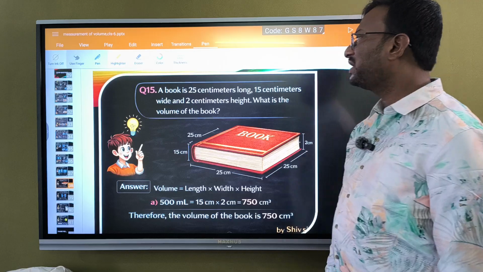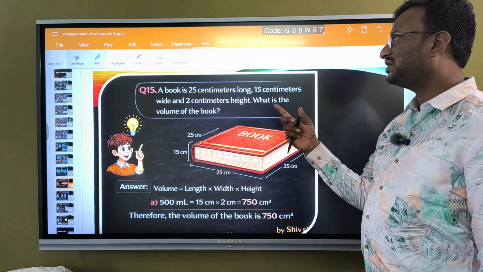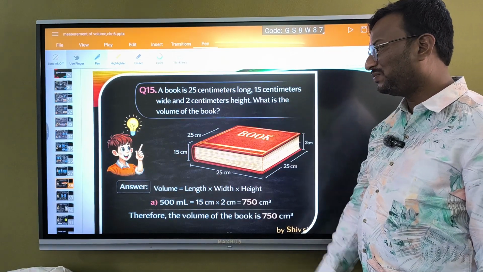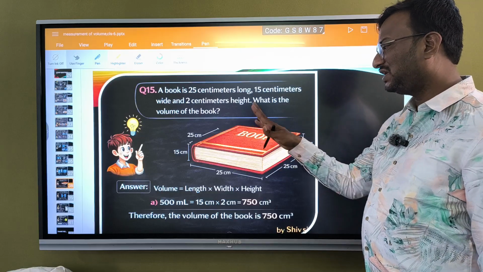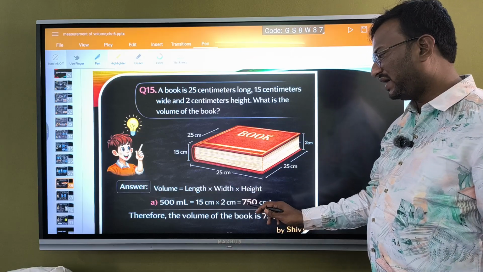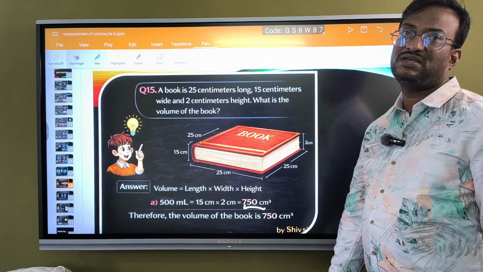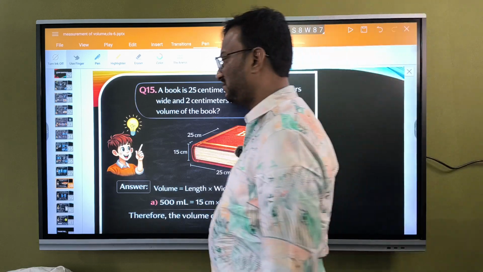Next one, a book is 25 centimeters long, 15 centimeters broad and 2 centimeters in height. What is the volume of the book? Just length into breadth into height. If you multiply, you are going to get 750 cubic centimeters.